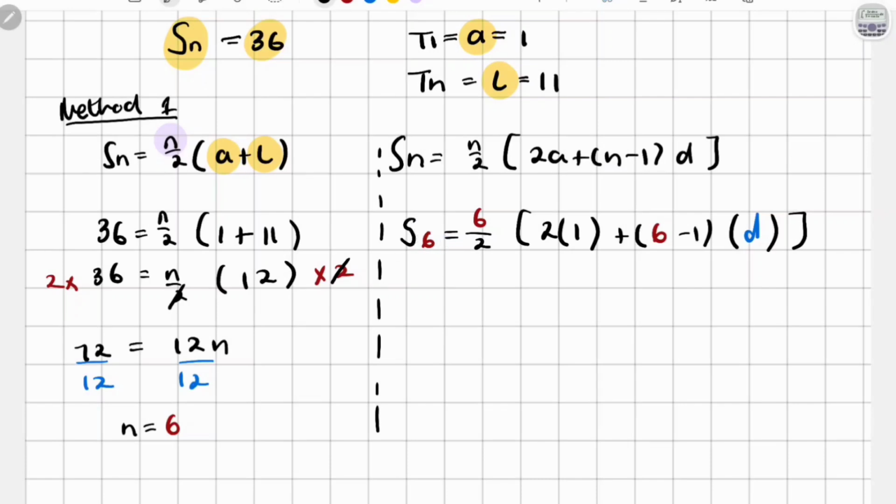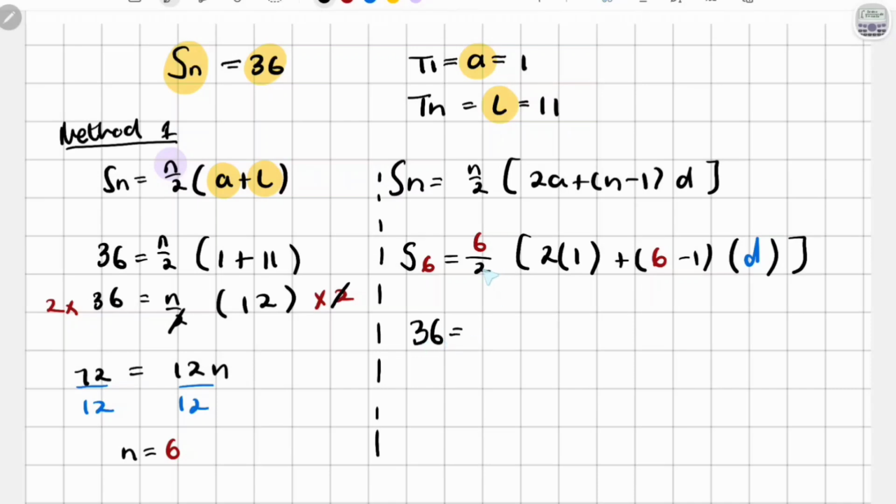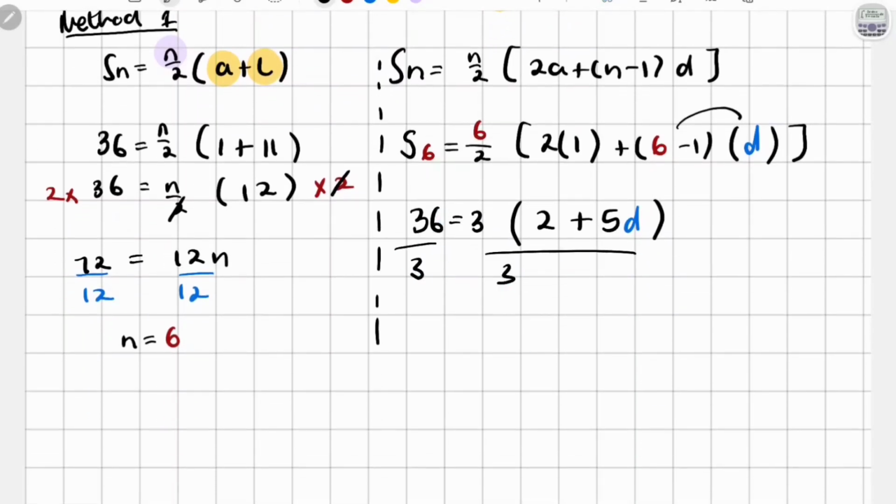Now we know that S of n is actually the sum of 6 terms. So in place of S of 6, we know that that is 36. So 36 is equal to 6 divided by 2, that is 3. Then we simplify what we have here. 2 times 1 is 2. And then we have 6 minus 1 is 5, which has been multiplied by d. So that gives you positive 5d. Then we can get rid of the 3 by dividing both sides by 3. 36 divided by 3 is 12. And because the 3 cancels, we just have 2 plus 5d.